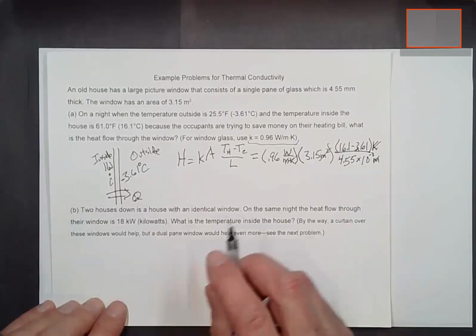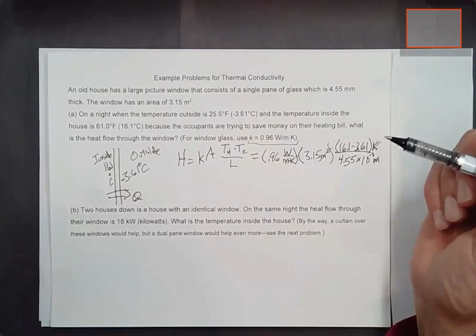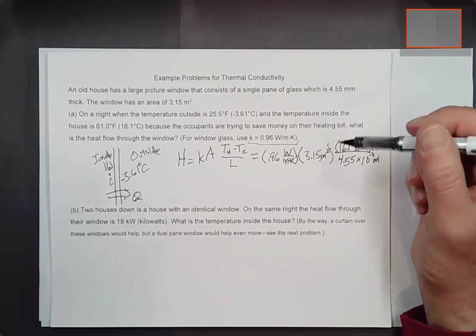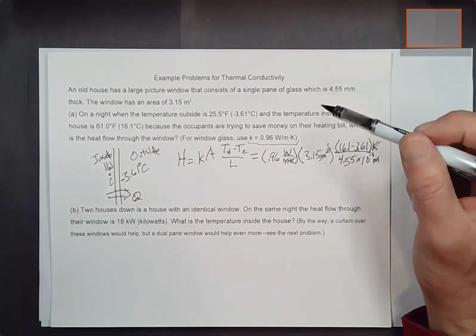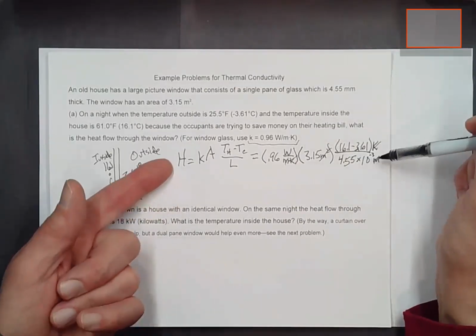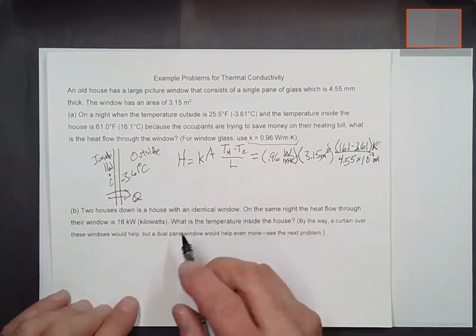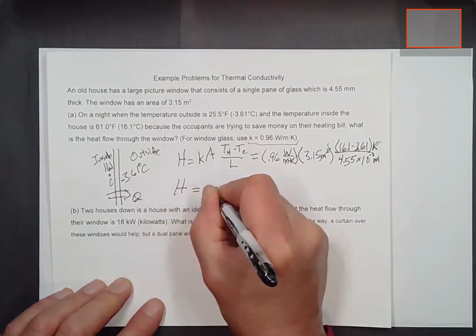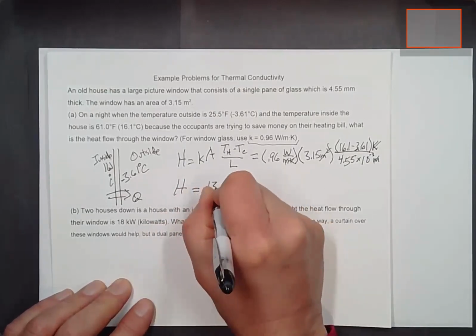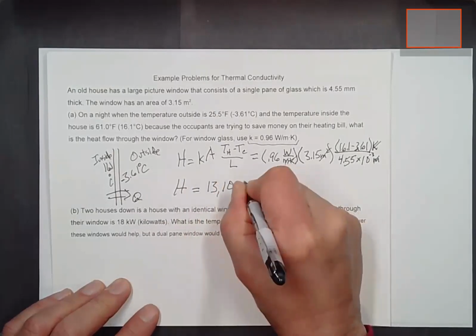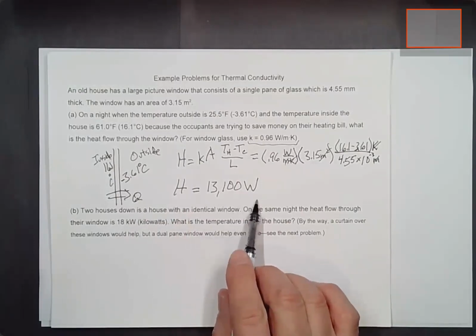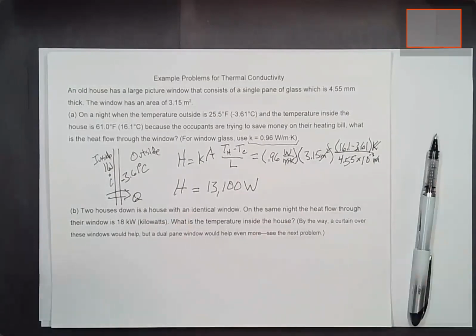In the American system, if you stuck with that all the way through, you'd end up with BTUs per hour. A BTU is a British thermal unit. But I think even in the building trades, they're starting to talk about watts and things like that, although they do use R values some as well. But if you calculate this, you get a rather large value. 13,100 watts is how much heat is flowing through that window. Okay, that's 13.1 kilowatts.